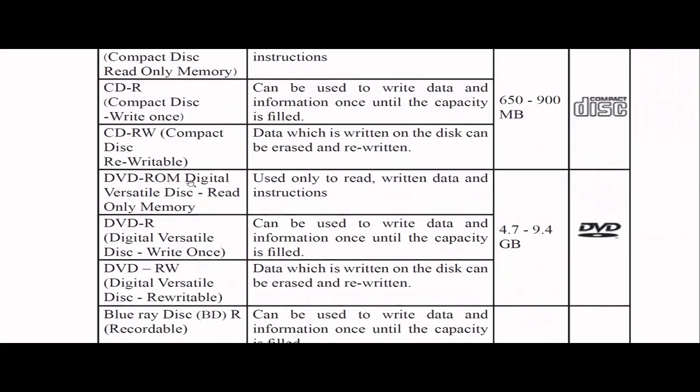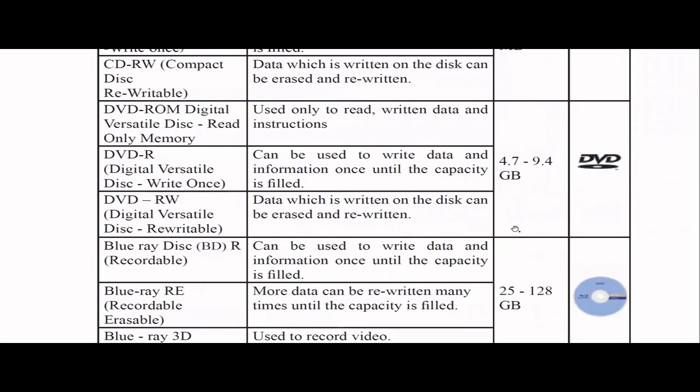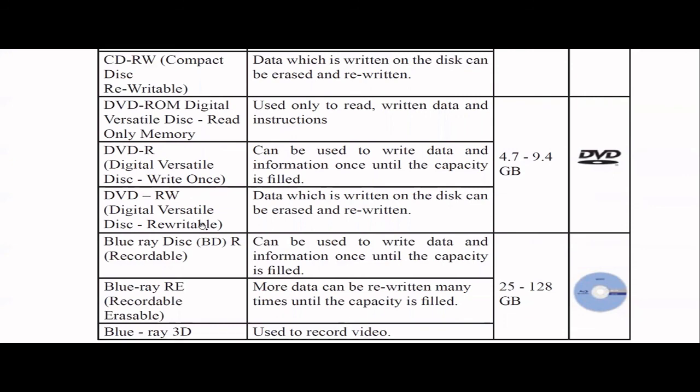Now DVD has more capacity. See the capacity: here it is only up to 900 MB, here up to GBs, 9.4 GB. And Blu-ray is up to 120 GB. So the sizes change, and the technologies also change. Here it's rewritable, meaning you can write and erase. Here, read only memory means used only to read the written data. Here it's write once, meaning you can write only one time and after that you have to read. That's it. Rewritable means you can read and write any number of times you want.